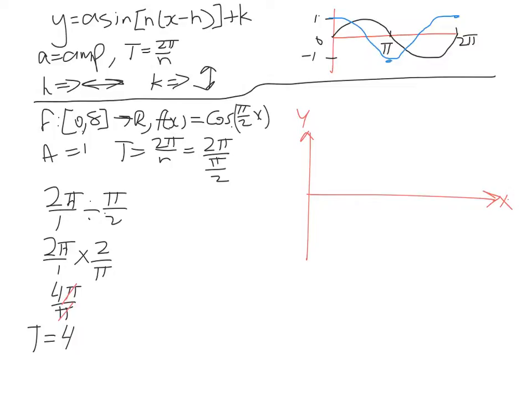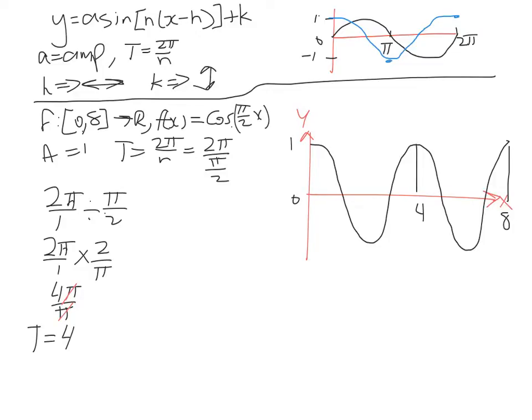So based on that, it's a cos graph, so it's going to start at 1. Now we're going to sketch it between 0 and 8. So we're going to do one cycle, and then we'll do another. So this is at 4, and this here is at 8. And then we're starting at 0. It goes up to 1 and down to negative 1.